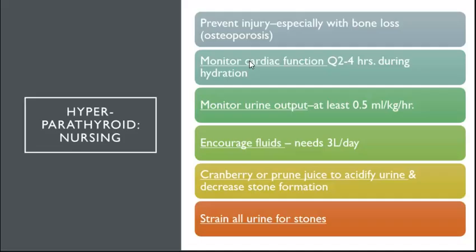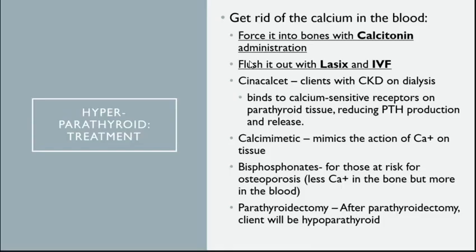So encourage fluids about 3 liters a day. If they're in the hospital, you probably put them on IV fluids with a diuretic so they pee all that calcium out. Cranberry or prune juice to acidify the urine and decrease stone formation, and strain urine for stones. Get rid of the calcium.